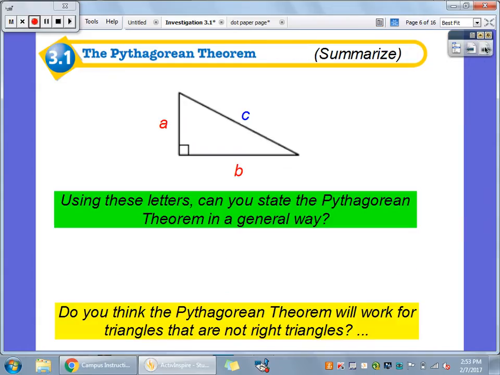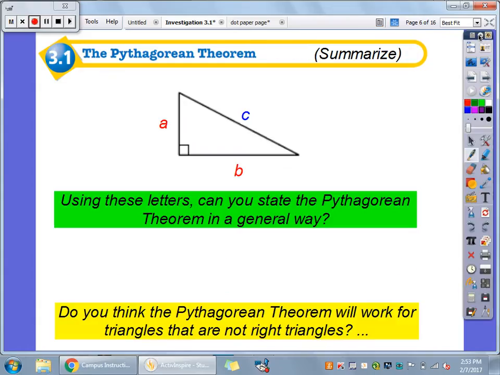All right, so here's where we're getting into it, okay? I'm going to give you a little bit of time to see if you can figure out what the Pythagorean theorem is in your own words. It's a formula, basically an equation that relates these 3 letters together, okay?